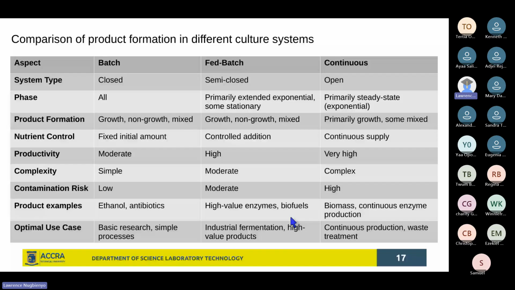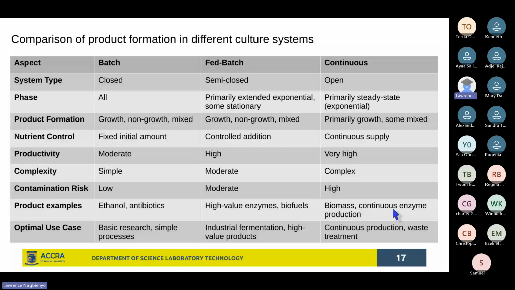Not only for biofuels, but even for maybe production of, say, beer in the breweries, for instance. You have the biomass for a product. You have continuous enzyme production. That is a major example for the continuous system.